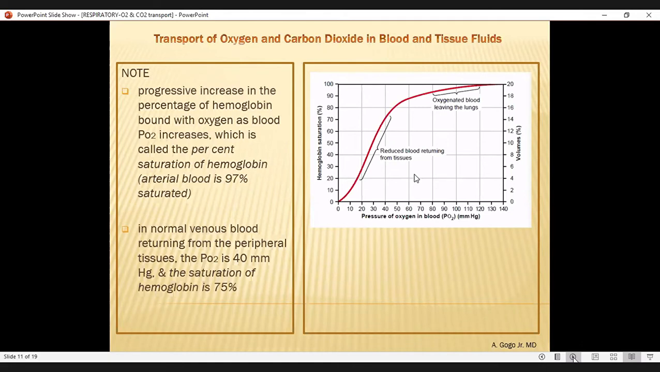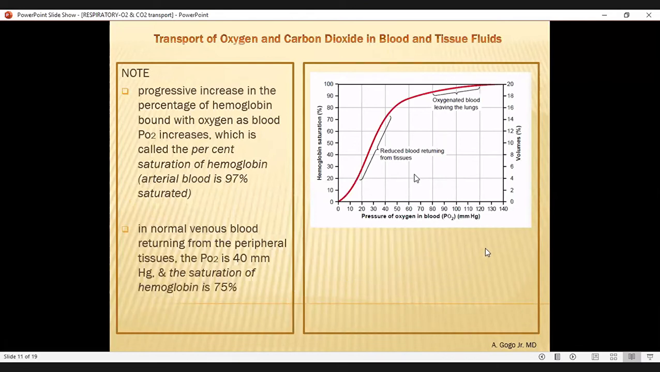Okay, there is a progressive increase in the percentage of hemoglobin bound with oxygen as blood PO2 increases, which is called the percent saturation of hemoglobin. Arterial blood is 97% saturated because it is admixed already with venous blood. In normal venous blood returning from the peripheral tissues, the PO2 is now only 40 millimeters of mercury, and the saturation of hemoglobin is 75%. This is still compatible with life, but very low.